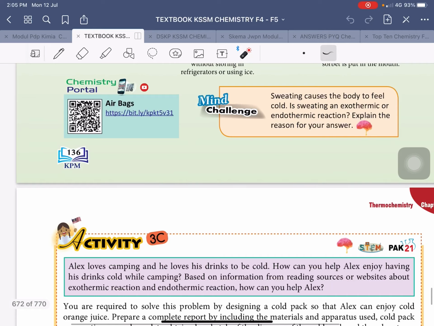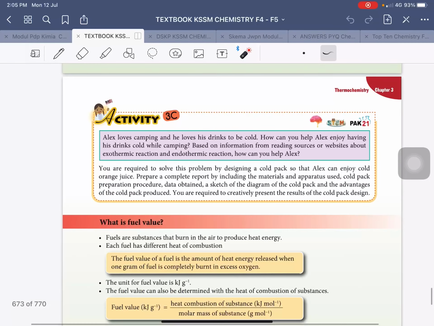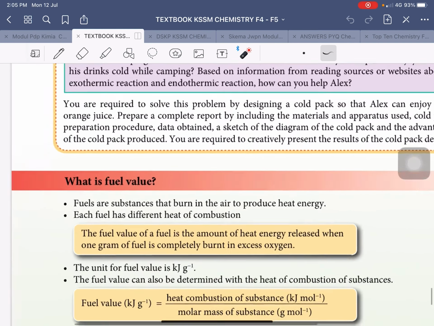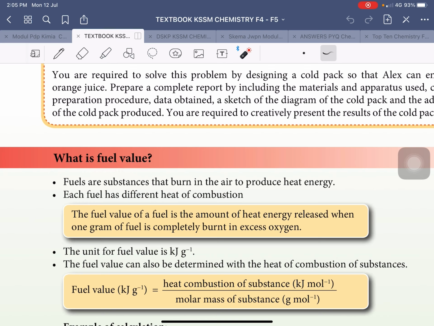Okay, nilai minyak, fuel value. So before we learn how to count it, the calculation is very simple. We have to understand what is fuel value first. Fuel adalah bahan bakar. Bahan bakar adalah bahan yang terbakar di udara. Okay, substances that are burned in the air, to produce heat energy.